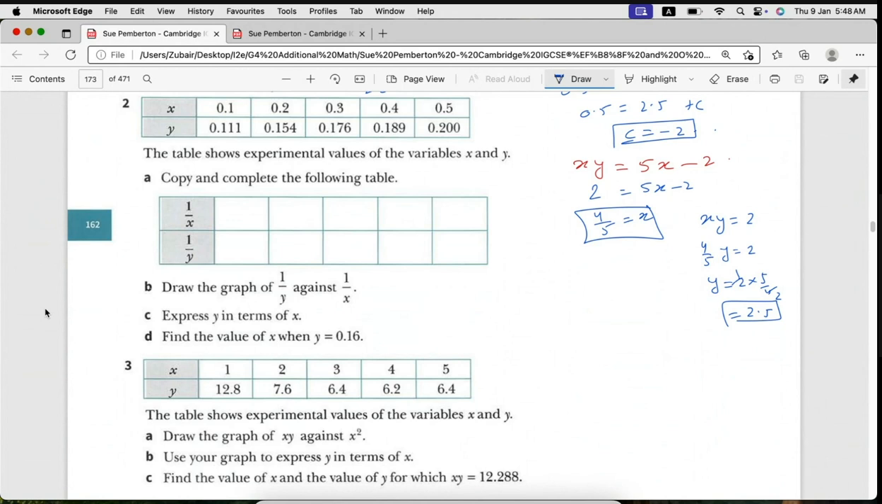Are you getting it? Yes, I drew the graph. Now I'm just finding y in terms of x.